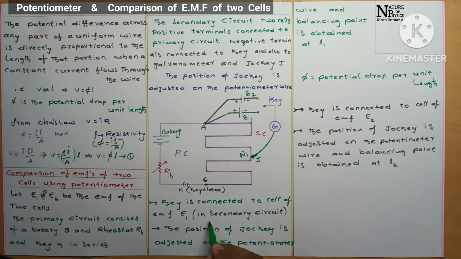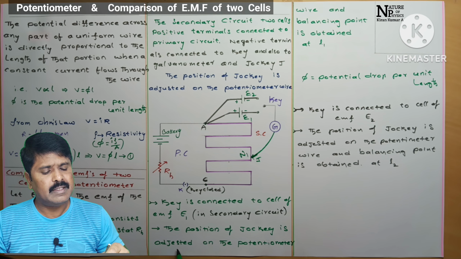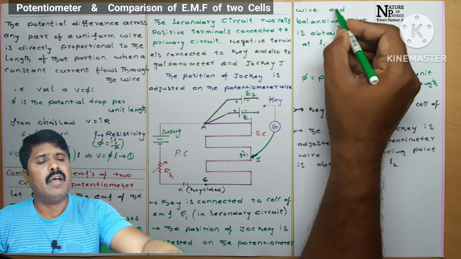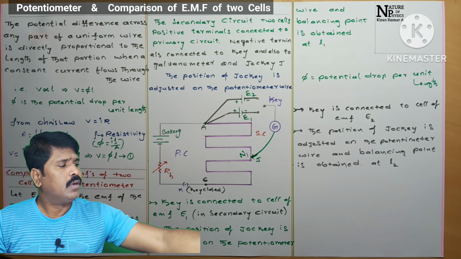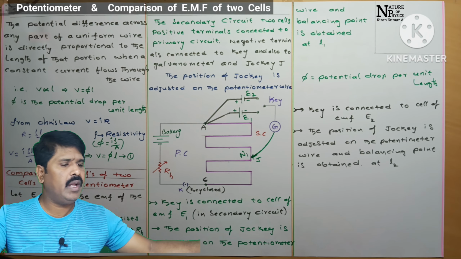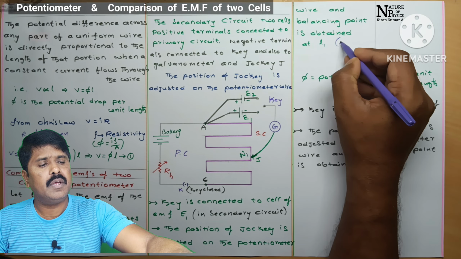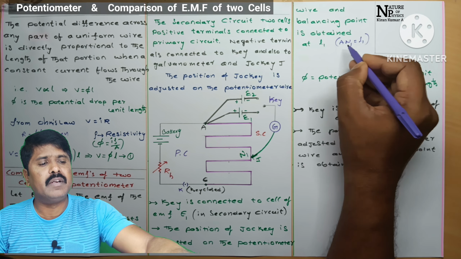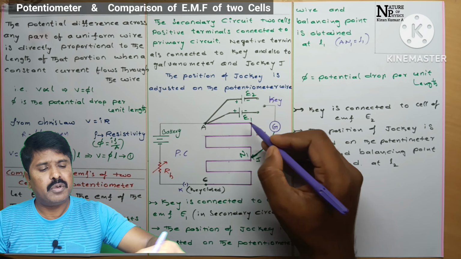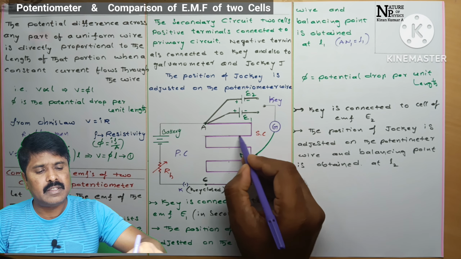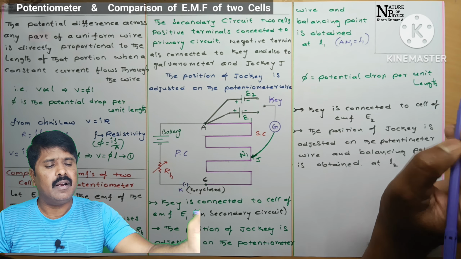Nothing else changes, only the secondary circuit, as clearly mentioned there. The position of the jockey is adjusted on the potentiometer wire, and the balancing point is obtained at L1. Student, notice the difference here. I'm considering the length AN1 equal to L1, from this point to this point N1. This length is taken as L1, the balancing length.